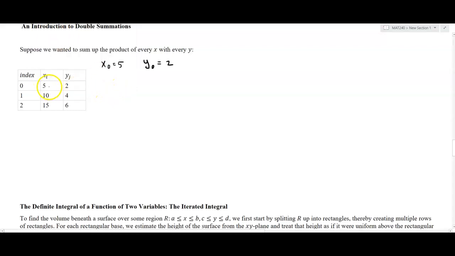So let's think about how this would work. So we would want to do x0, multiply that with y0, then add to that x0 times y1, and then x0 times y2. So what that might look like is x0 times y0 plus x0 times y1 plus x0 times y2, and that would be 10 plus 20 plus 30. And that gives me 60. So that's just me summing the first x with all of the y's.